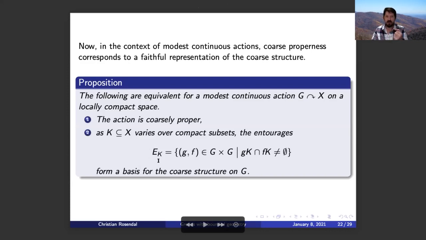this faithful representation of the coarse structure, in the sense that when you vary K over compact subsets and you look at these entourages, these subsets of G cross G, where gK times K intersect, well, these sets form a basis for the coarse structure on G. So you can completely read off the coarse structure on G from every coarsely proper action and vice versa. If you have an action where you can read off the coarse structure, then it's coarsely proper. So this shows that this is a very natural notion for such actions.